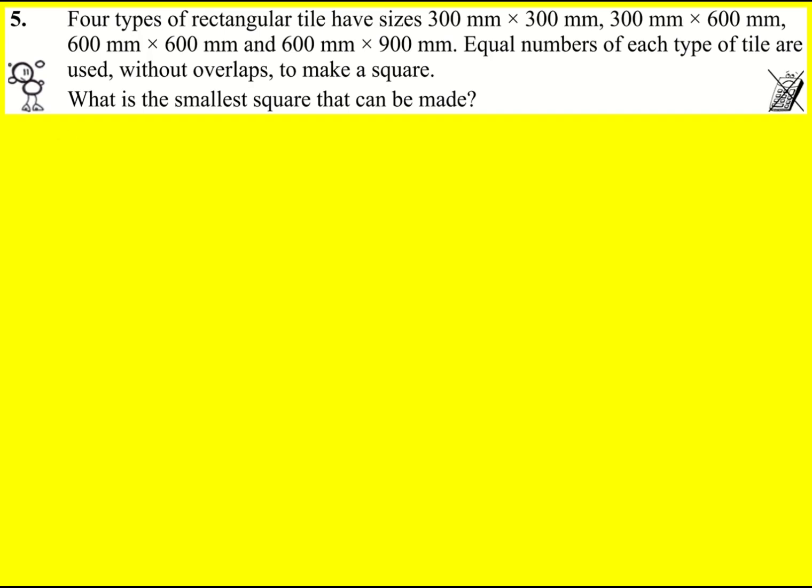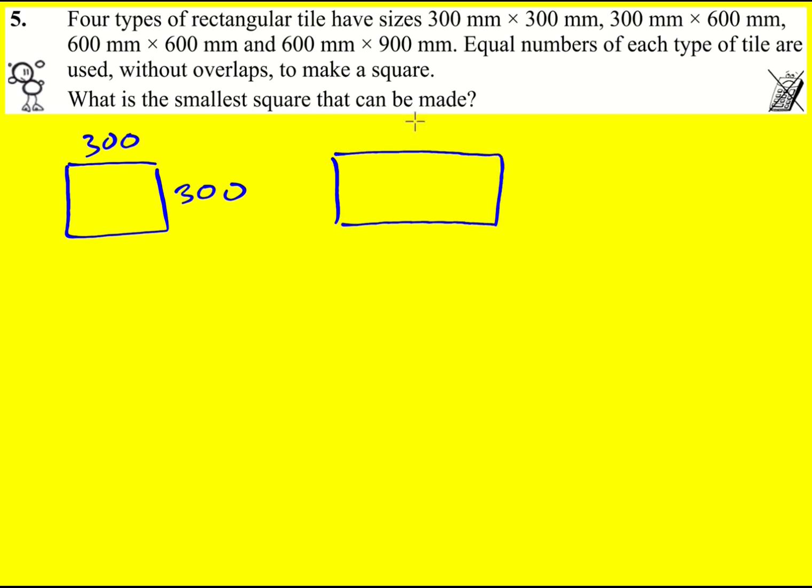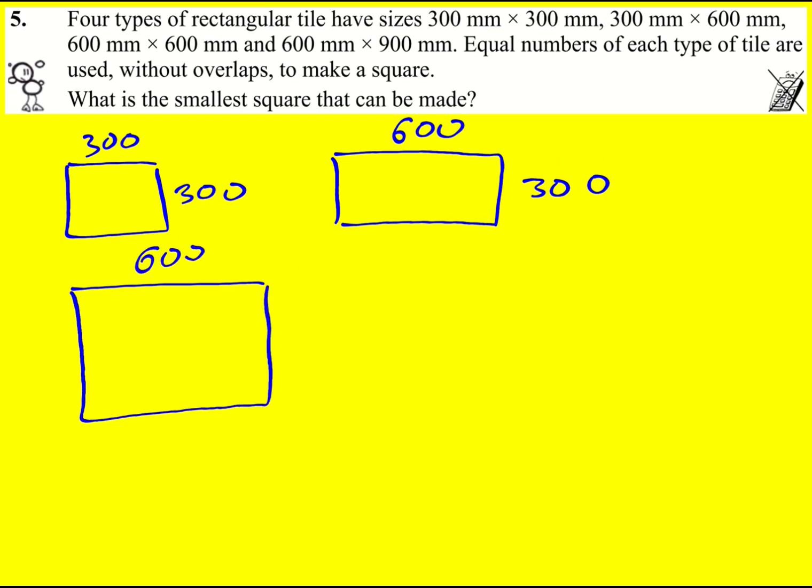We've got these different size tiles. So the smallest is 300 by 300. And then we've got 300 by 600. So I'm just going to try and make it twice as long. Then 600 by 600. And finally 600 by 900.